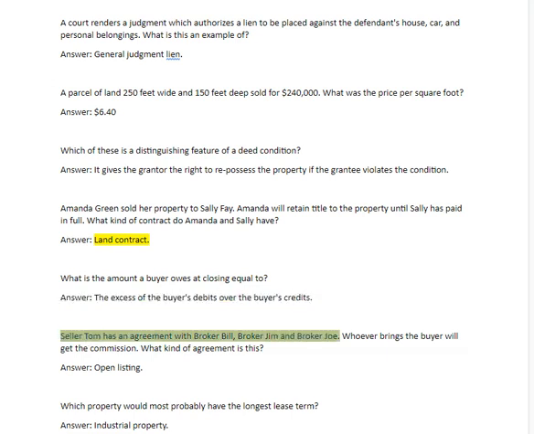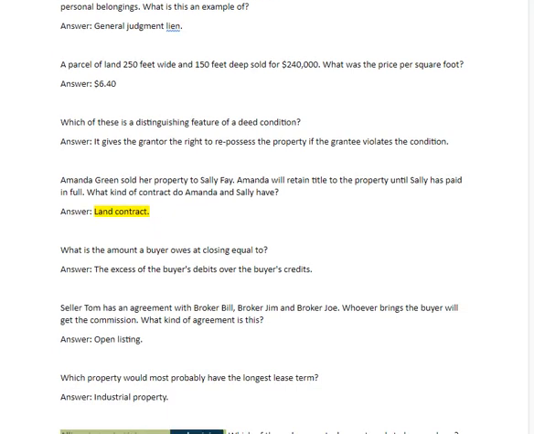Seller Tom has an agreement with Broker Bill, Broker Jim, and Broker Joe. Whoever brings the buyer will get the commission. What kind of agreement is this? Answer: open listing. Which property would most probably have the longest lease term? Answer: industrial property. Allison is moving into a new condominium. Which of these documents does not apply to her purchase? Answer: stock certificate.